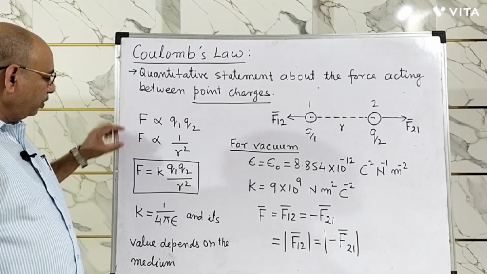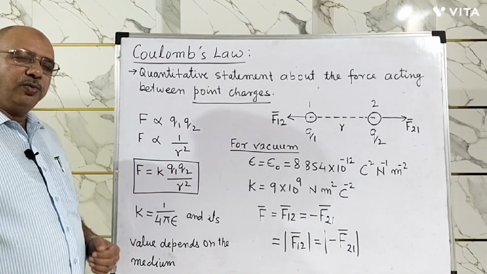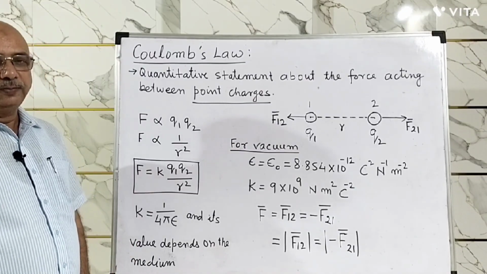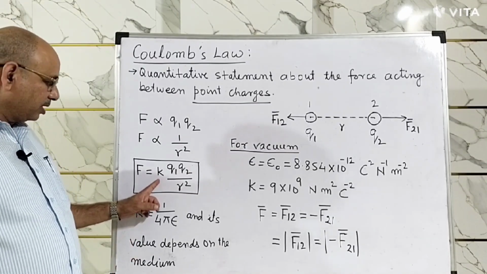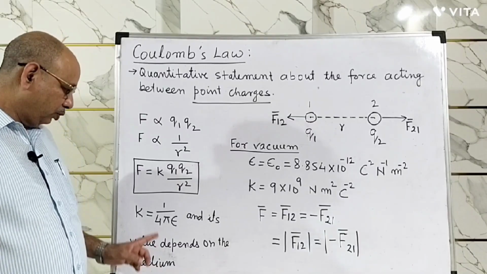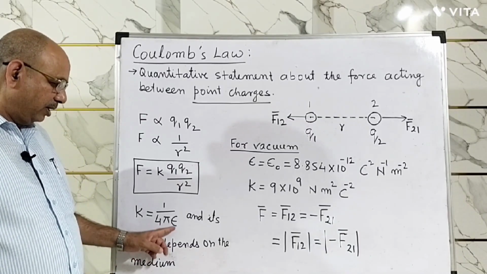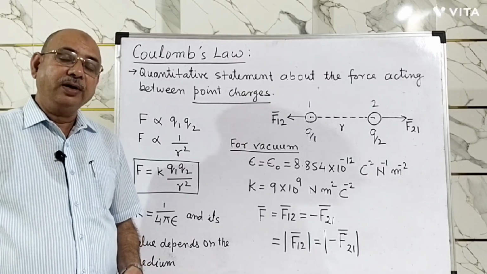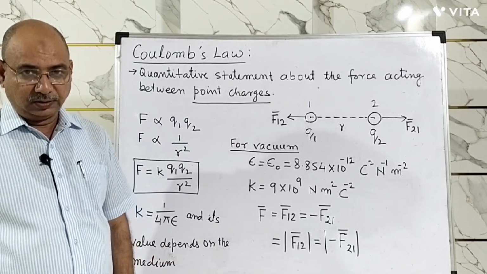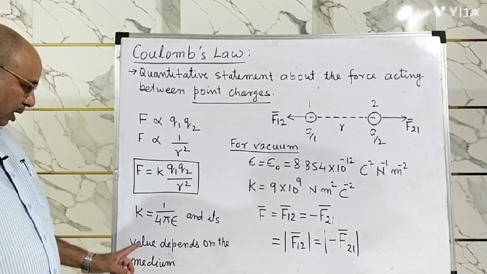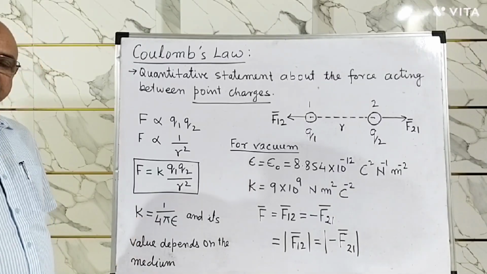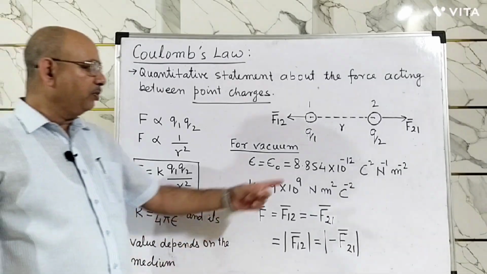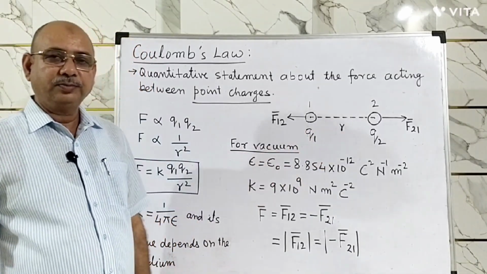If we combine these two, we get F is equal to K q1 q2 upon r square, where K is a constant of proportionality whose value is 1 upon 4 pi epsilon. Epsilon is the permittivity of the medium between the two charges. That means the value of K depends on the medium between the two charges.